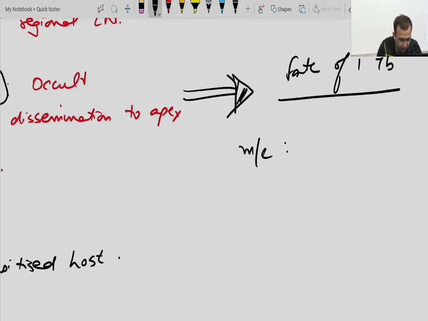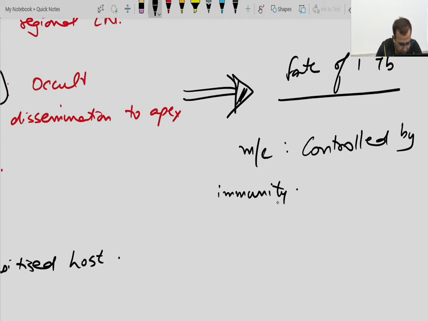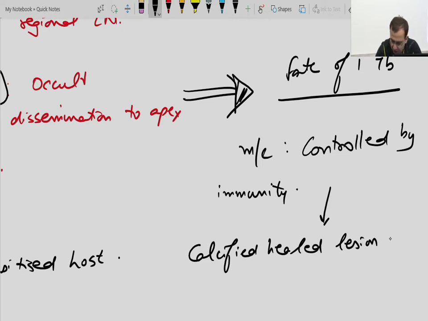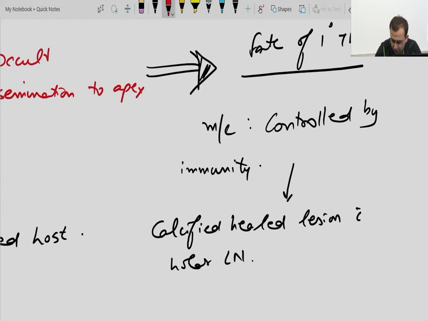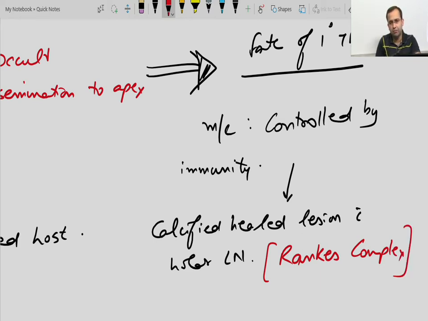Most commonly it is controlled by immunity, leading to the formation of a calcified healed lesion, with calcified hilar lymph nodes, and this healed lesion is called as Ranke's complex.